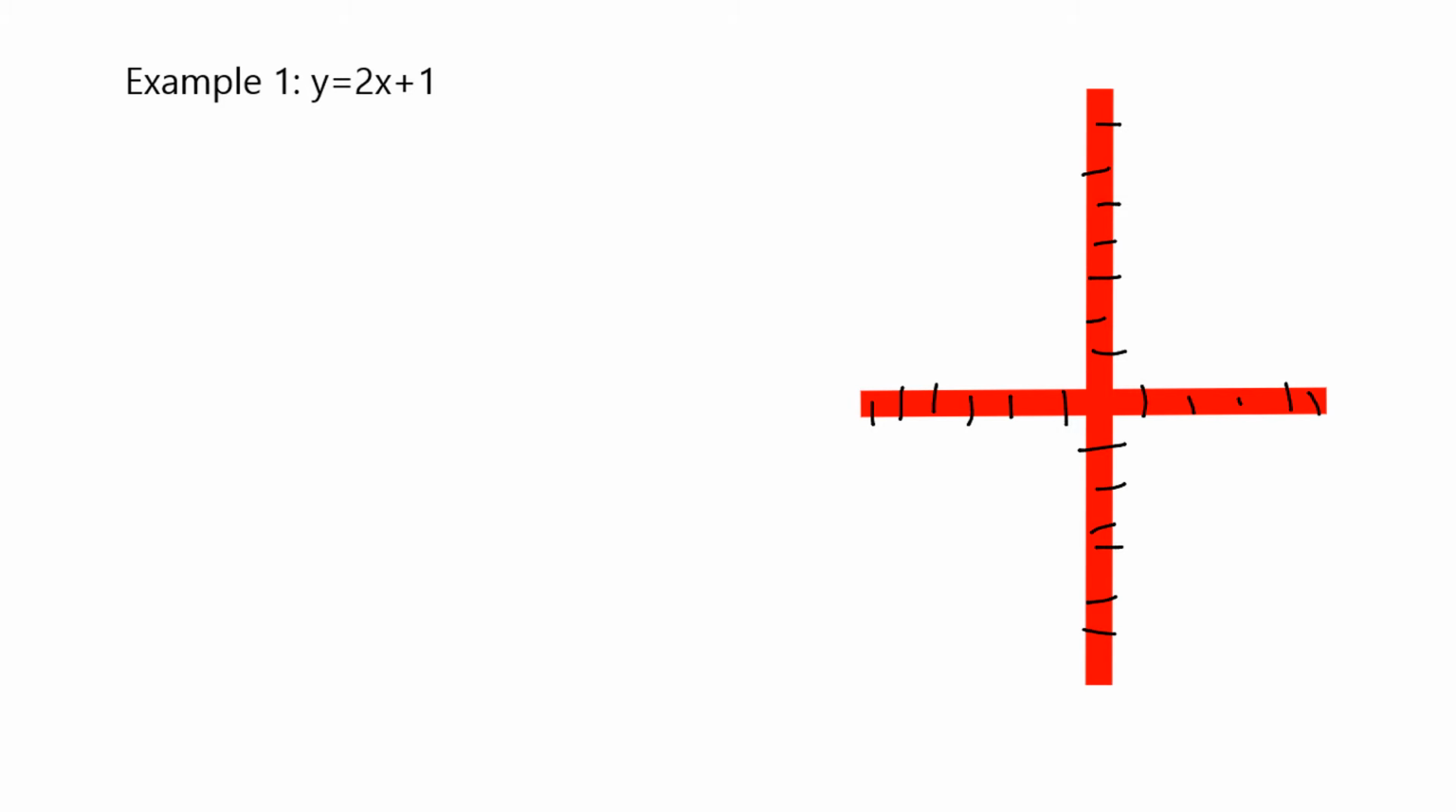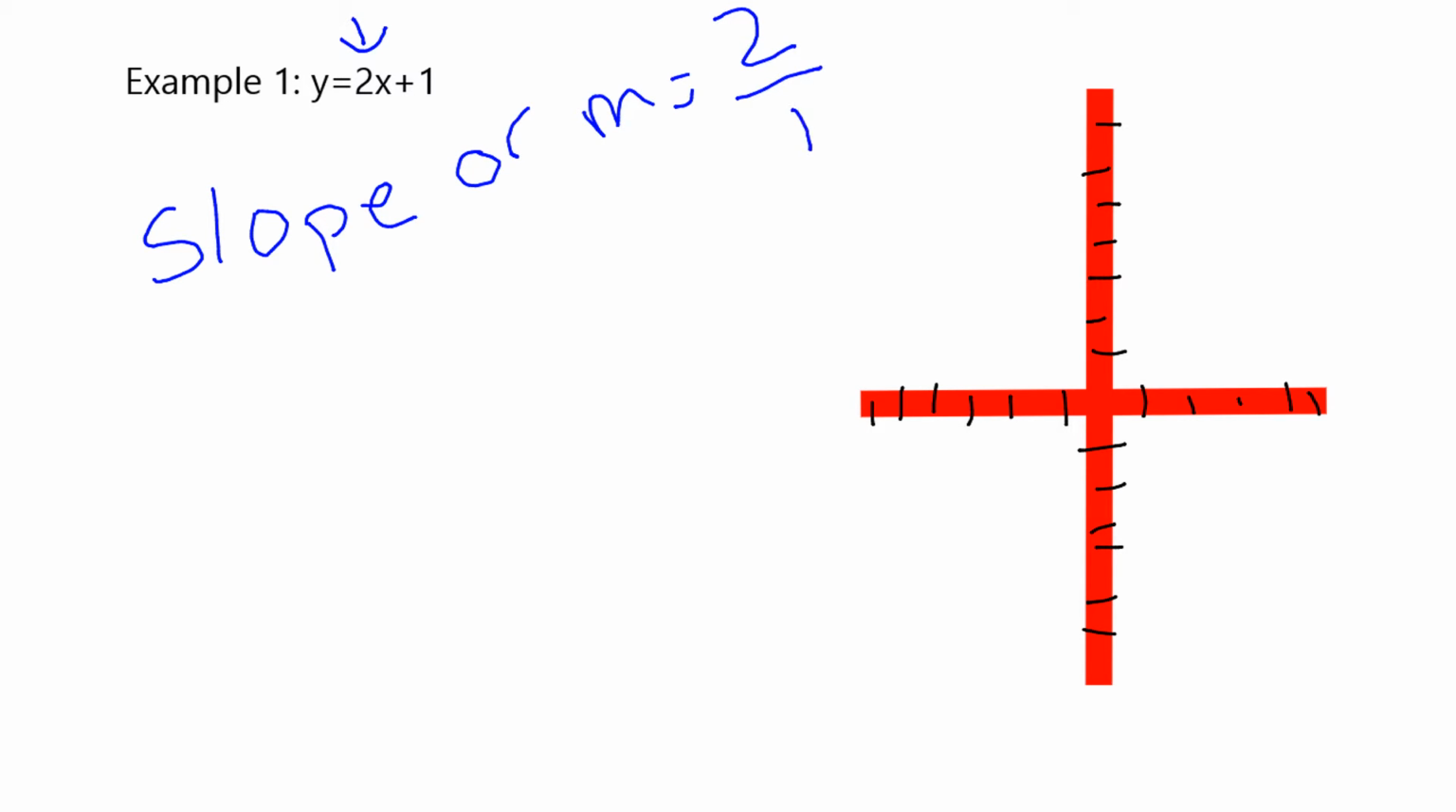In this case, the slope is the m. It's what's in front of the x. So the slope, or m, is 2. And I'm going to put that over 1, which will make sense here in a moment. And then the y-intercept, the b, is this number right here, which is 1. So on the y-axis, you're going to start at 1. I'm going to put a dot at 1.